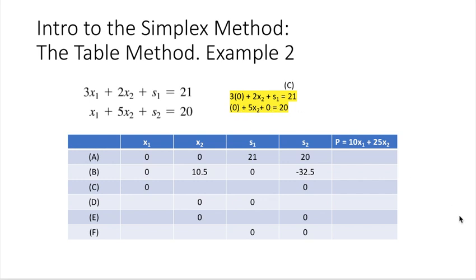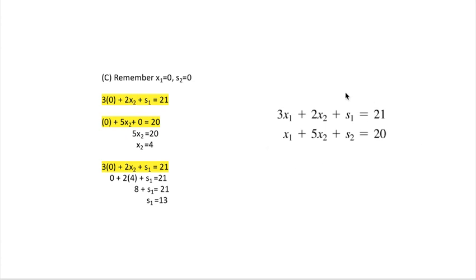Once again, I did this on the next page. Remember, we're substituting 0 for x1, 0 for s2 into these 2 equations. And solving those, I find that x2 is equal to 4 and s1 is equal to 13. I get the s1 value from plugging in 4 in for x2. So you realize I have to do this equation first, and the answer from this equation helps me solve the second equation. Take a minute to look at that. Pause the video if you have to understand where these values are coming from.